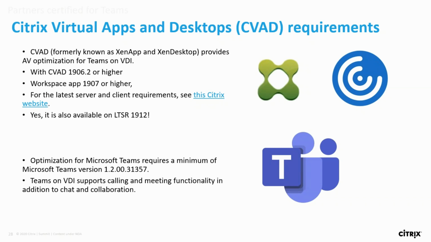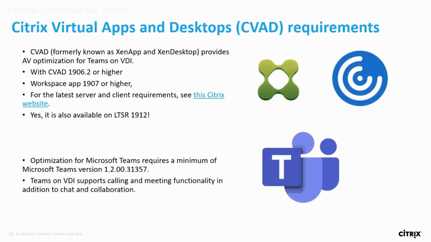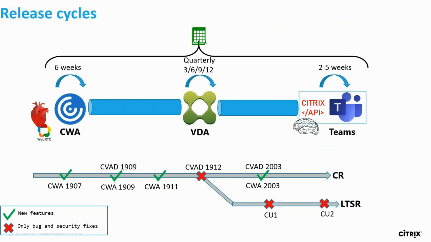And the other thing then that's a prereq is to make sure that your Teams version is above the version mentioned on the slide here. So 1.2.00.31357. Gavin is too quick on the slide. You'll get this deck. So you need to make sure you're above that minimum requirement, and that's on the Citrix website.